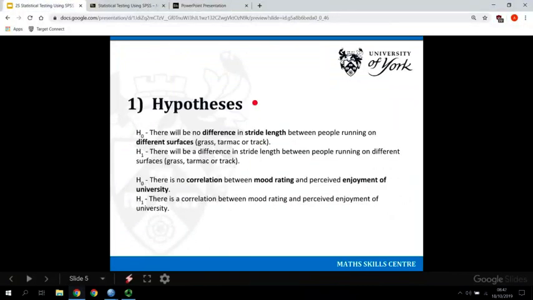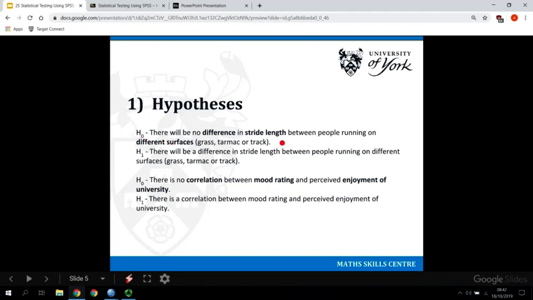So first thing we need is a hypothesis. It's usual to write out two hypotheses. One's called the null hypothesis and one's called the alternative hypothesis or experimental hypothesis. And it's quite common to see them written out as H subscript 0 and H subscript 1. They're very similar, except the null hypothesis is like saying there's no difference, there's no correlation. In other words, there's nothing exciting going on. There's no significant differences.